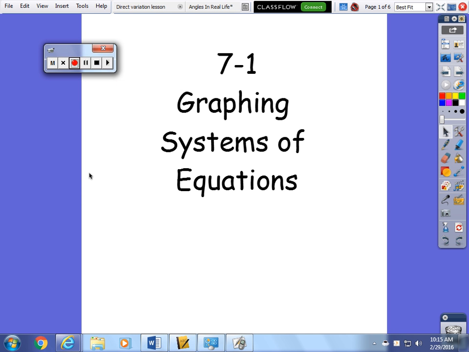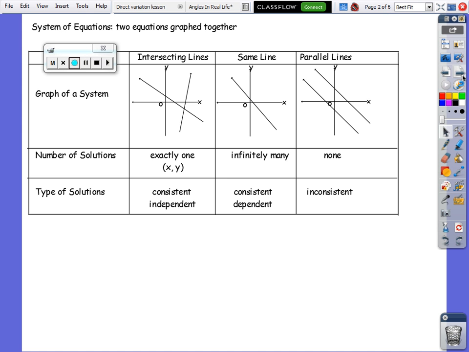Okay, today's lesson is on graphing systems of equations. Notice this is equations, not inequalities like we have been doing. Alright, so when you have systems of equations, there's three different possible answers. Make sure you write down these notes.